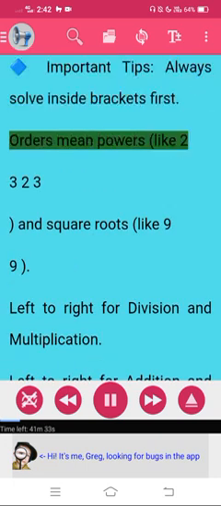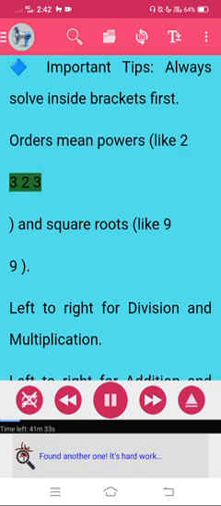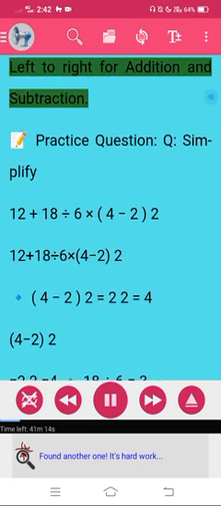Important tips. Always solve inside brackets first. Orders mean powers, like 2 squared or 3 cubed, and square roots, like root 9. Then go left to right for division and multiplication, and left to right for addition and subtraction.